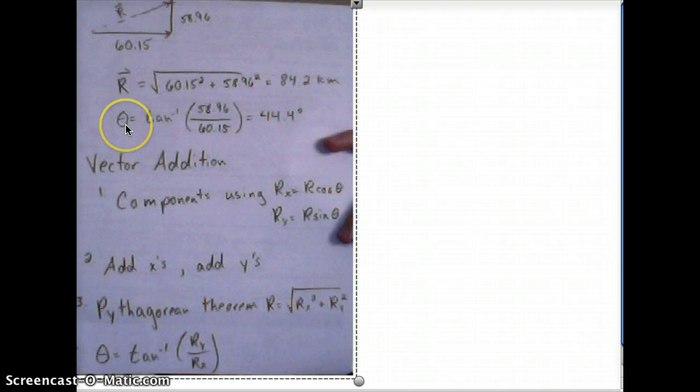To find theta, we use tangent. Tangent is opposite over adjacent. So in general, we put the y over the x leg. The tan inverse of 58.96 divided by 60.15 is 44.4 degrees.